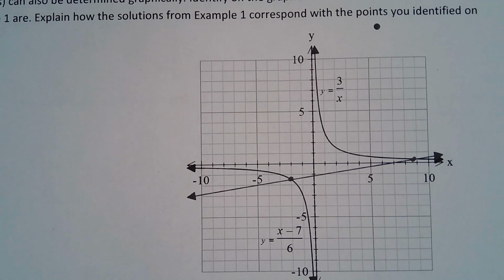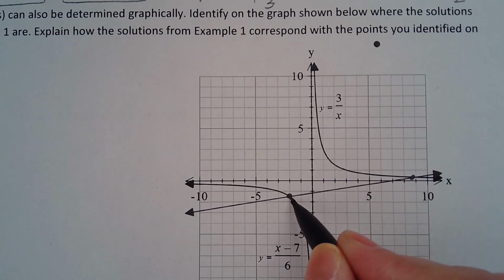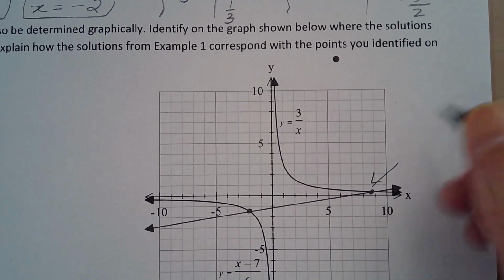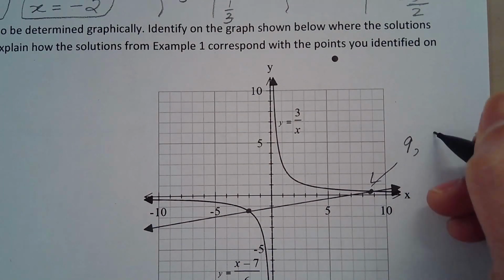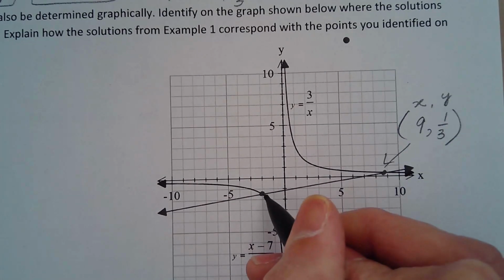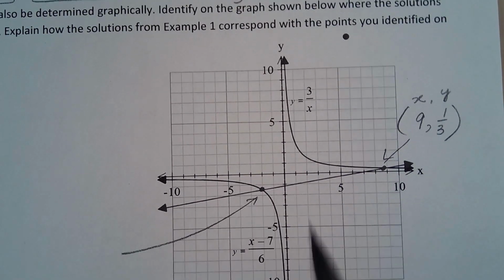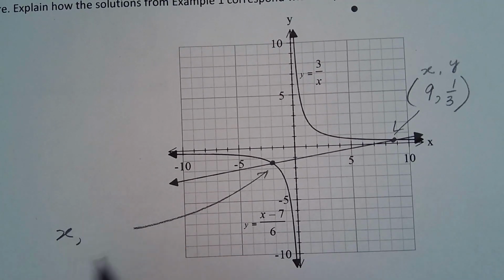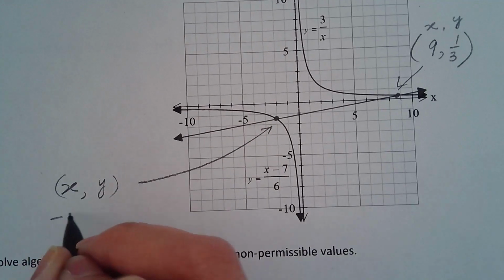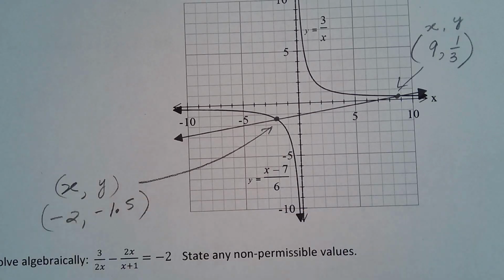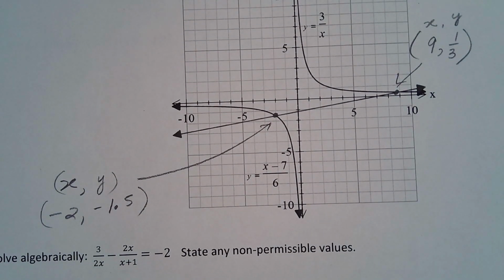Right. Okay, so this one here, if x is 9, this is going to be 9 and 1/3. So x is 9, y is 1/3. And then this one is when x equals 2 and -2, and then the y is -1.5. Okay, so that's the visual right there. Okay, so far so good.